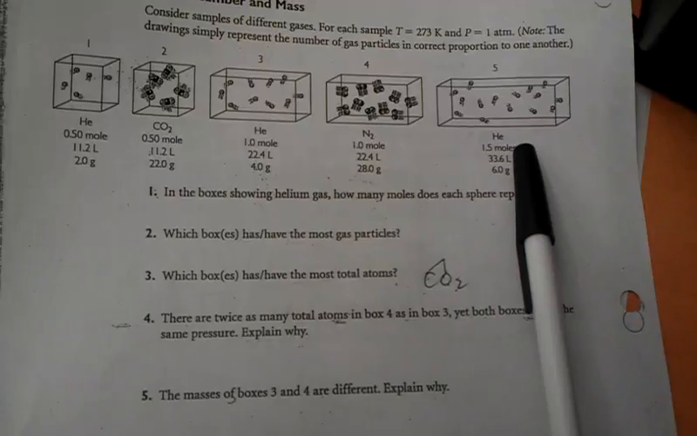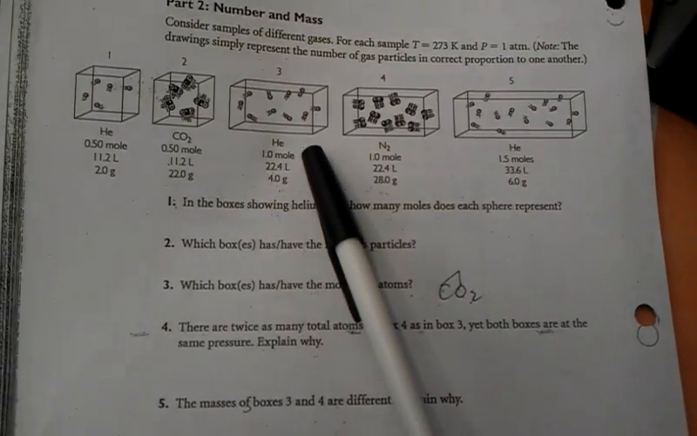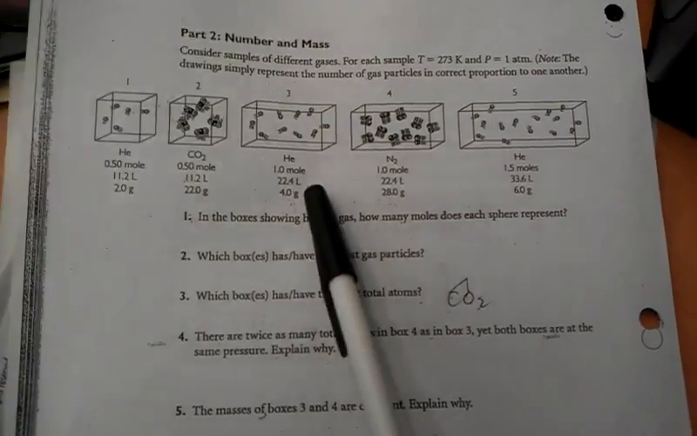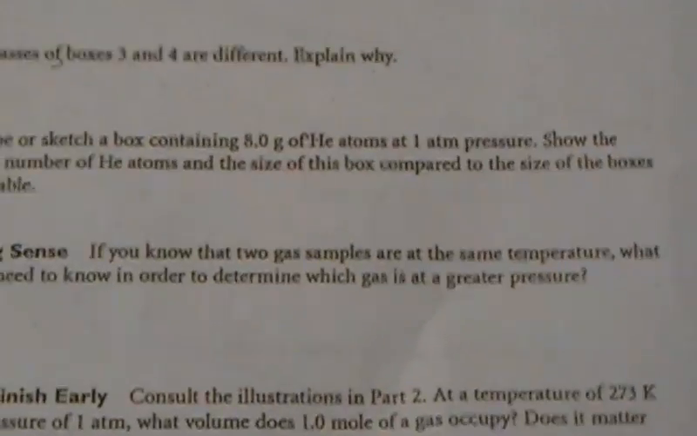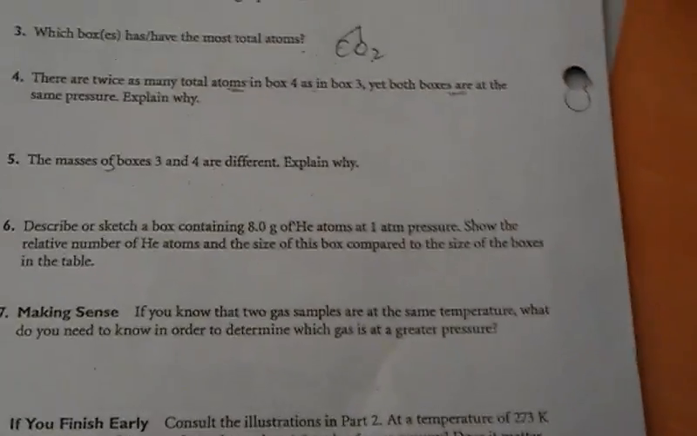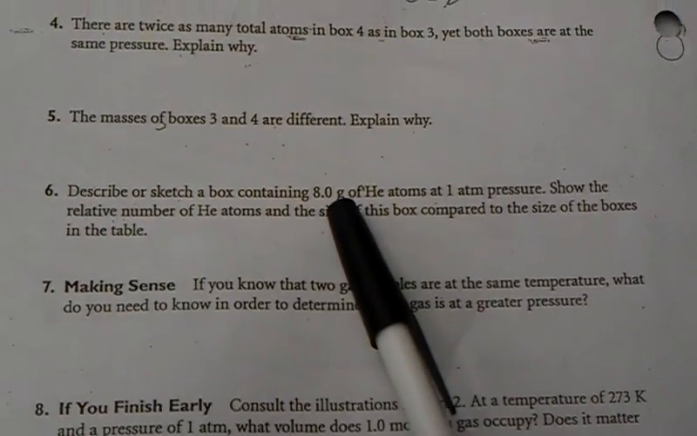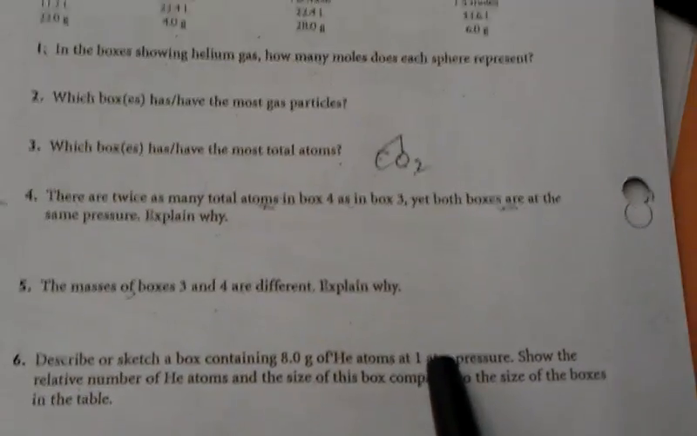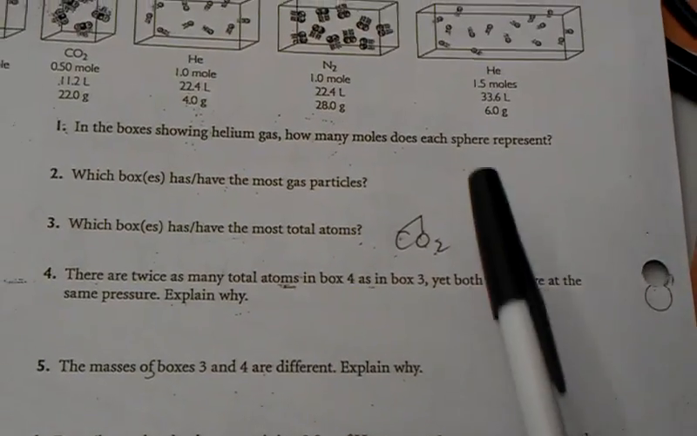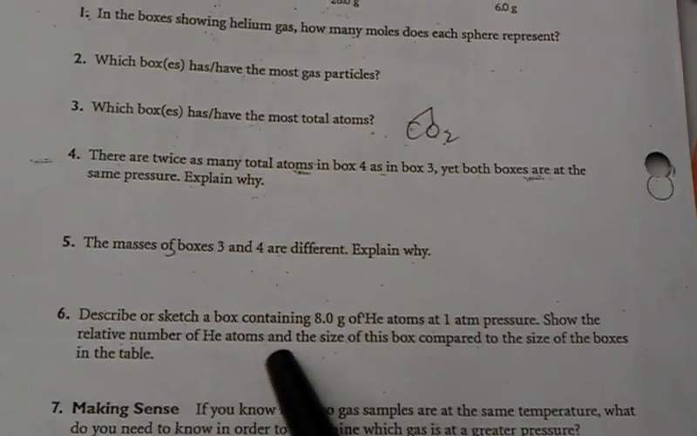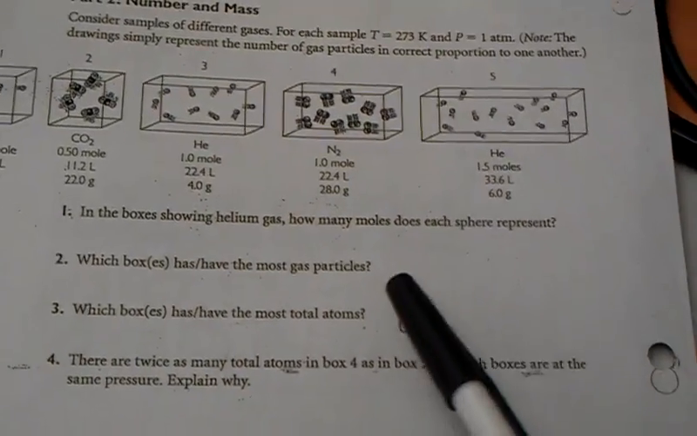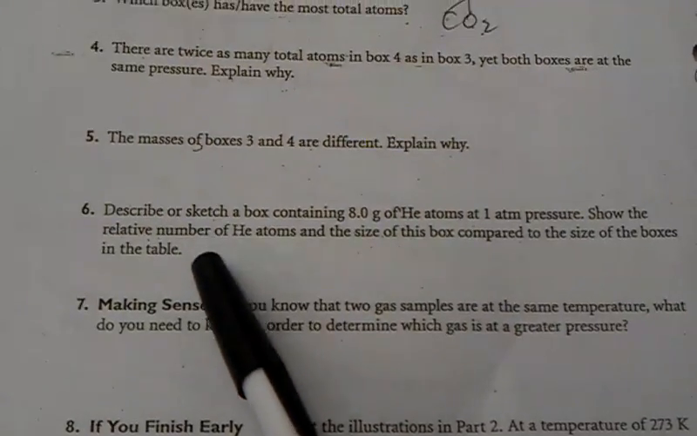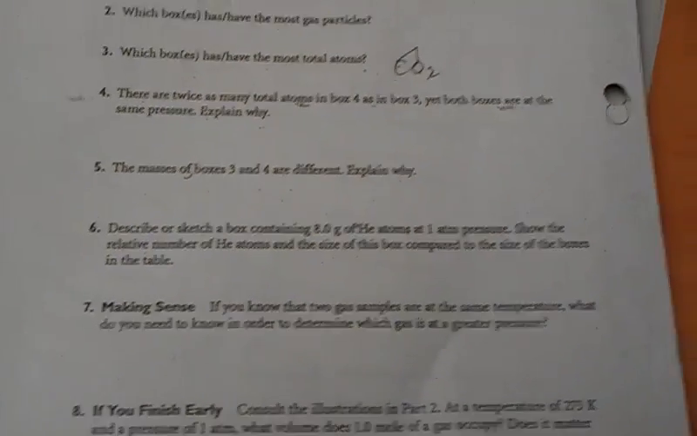Notice the number of moles for each of these boxes. When I have 6 grams, there's 1.5 moles. When I have 4 grams, there's 1 mole of helium. When I have half of that, 2 grams, there's 0.5 moles of helium. So if I look at what it's asking me to do, sketch 8 grams of helium atoms in 1 atmosphere of pressure, what's going to happen? Well, I've got to adjust the number of moles. So be careful about how you present that. For number 6, it says describe or sketch a box.